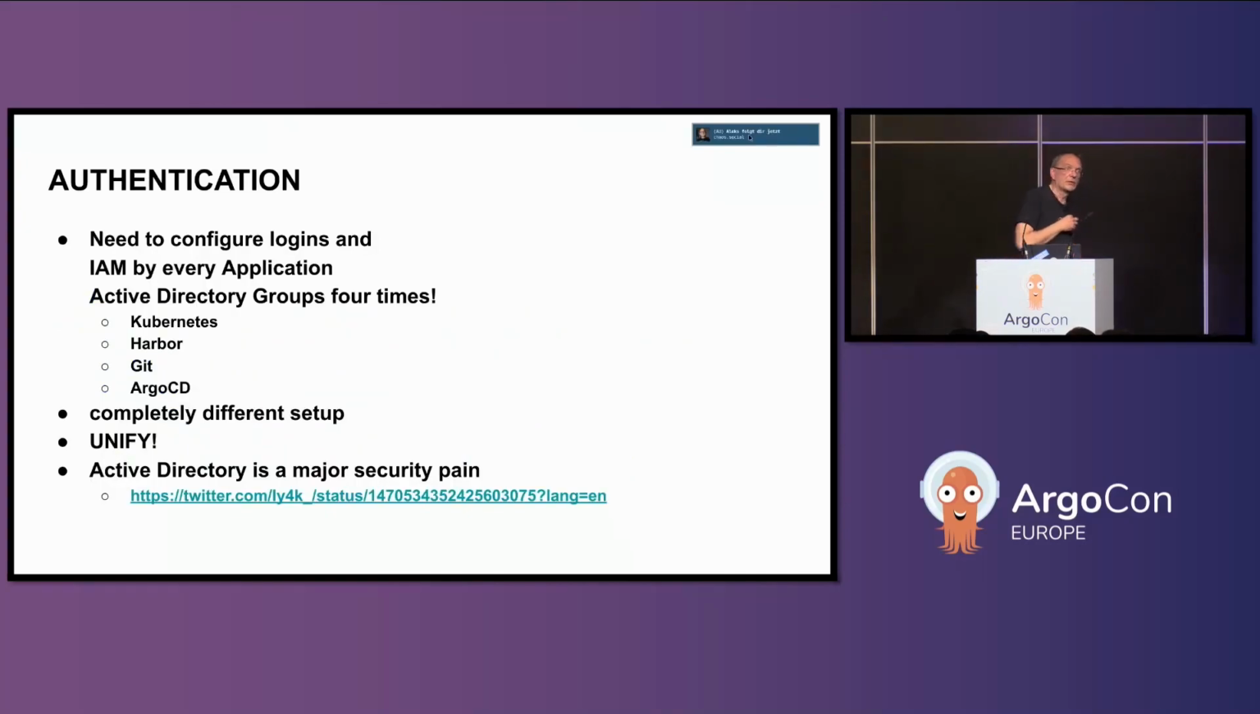One major problem in all these environments is the authentication. You need to configure logins and IAM for every application. So the problem is the customers very often use Active Directory. Then you have to configure it 4 times. 1 time for your Kubernetes, 1 time for Harbor, 1 time for Git, 1 time for Argo CD. So there is definitely a need for having a unified IAM for all applications. If you go into OpenShift, there is one of these integrations, but this is not the standard.